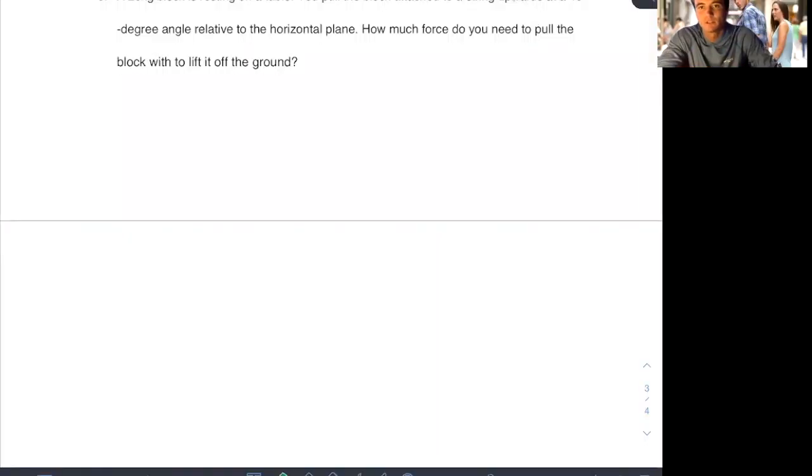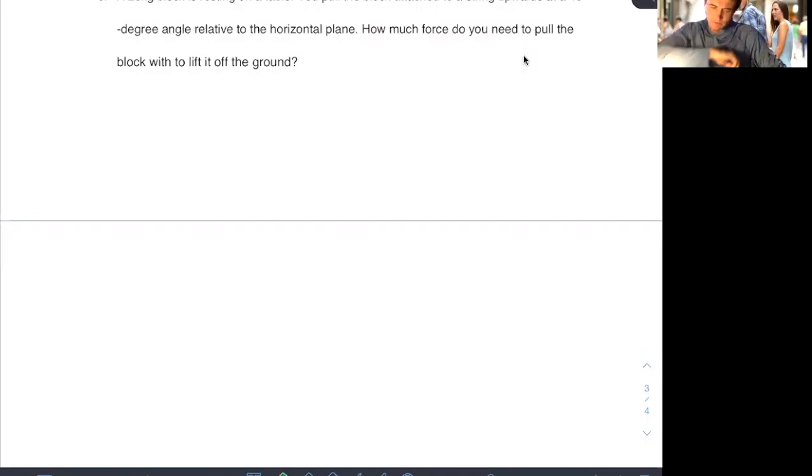Okay, so last one. A 20 kilogram block is resting on a table. You pull the block attached to a string upwards at a 40-degree angle relative to the horizontal plane. How much force do you need to pull the block to lift it off the ground?